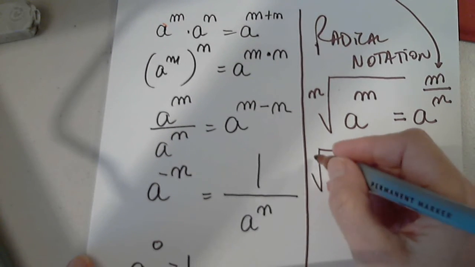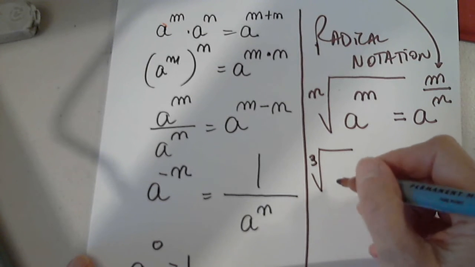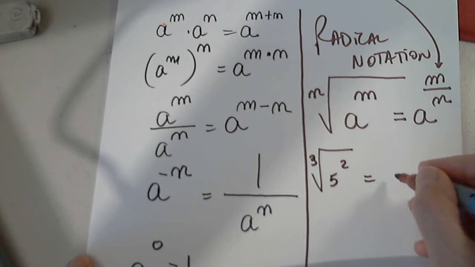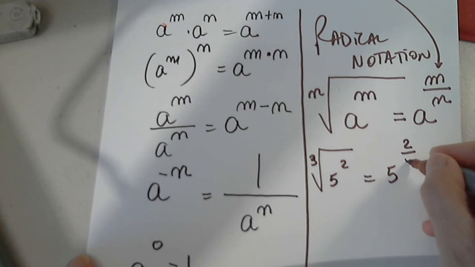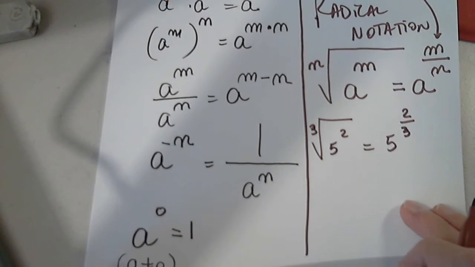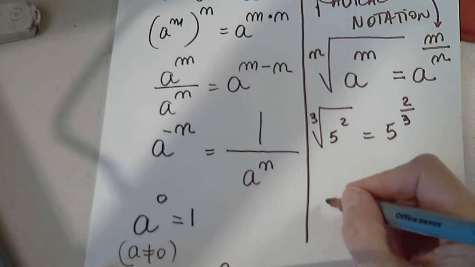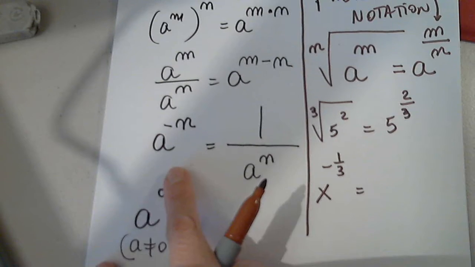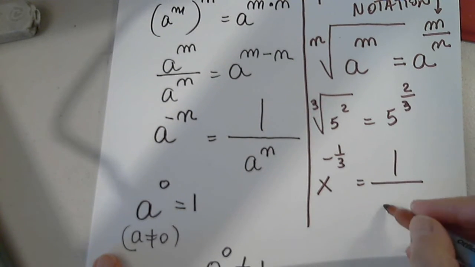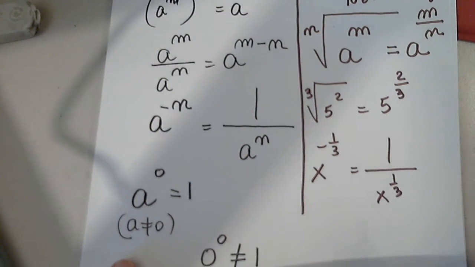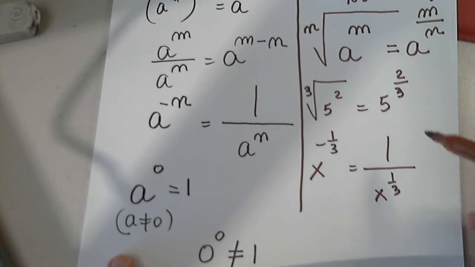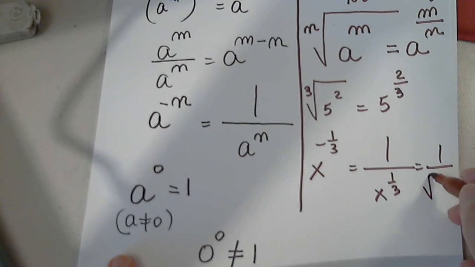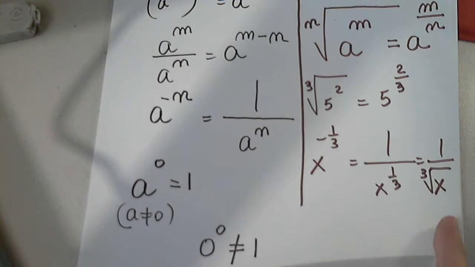So if I have, for example, this cube root of 5 squared, this is 5 raised to 2 over 3. If, let's say, I'm given x to negative 1/3, I'm using a negative power, which is 1 over x to 1/3. But now I also know that 1/3 is the same thing with 1 over the cube root of x. And yes, normally we should rationalize that.